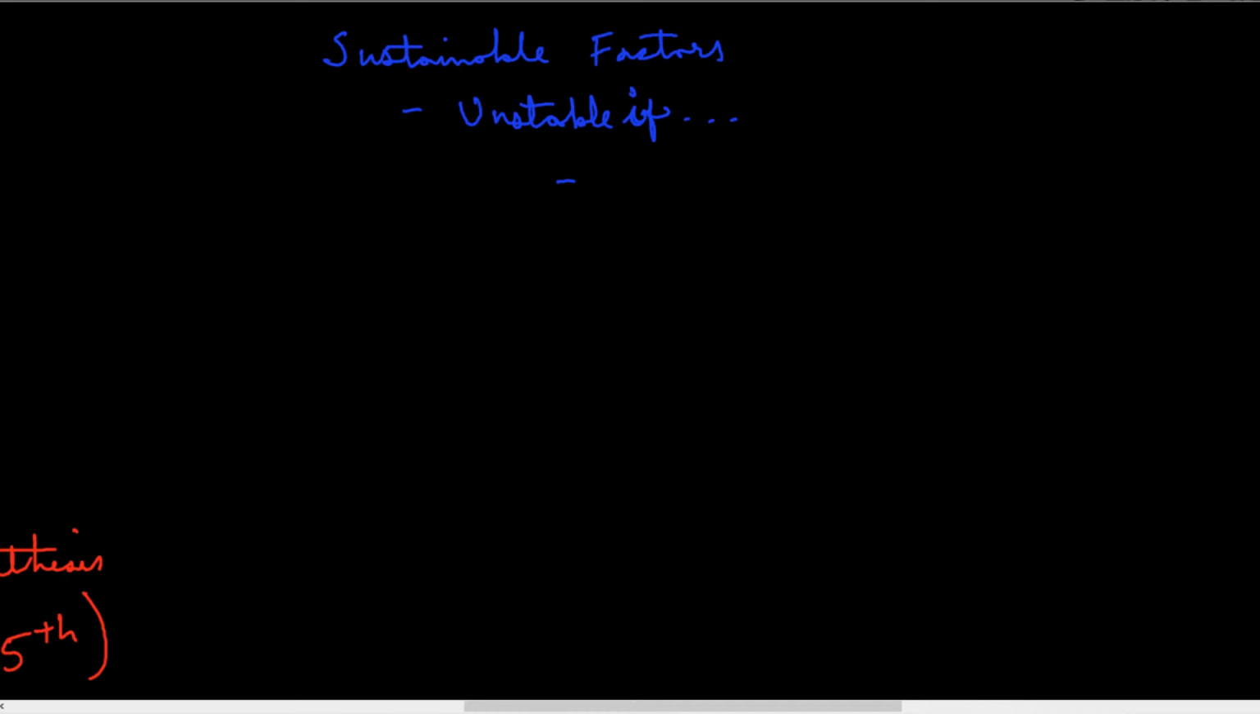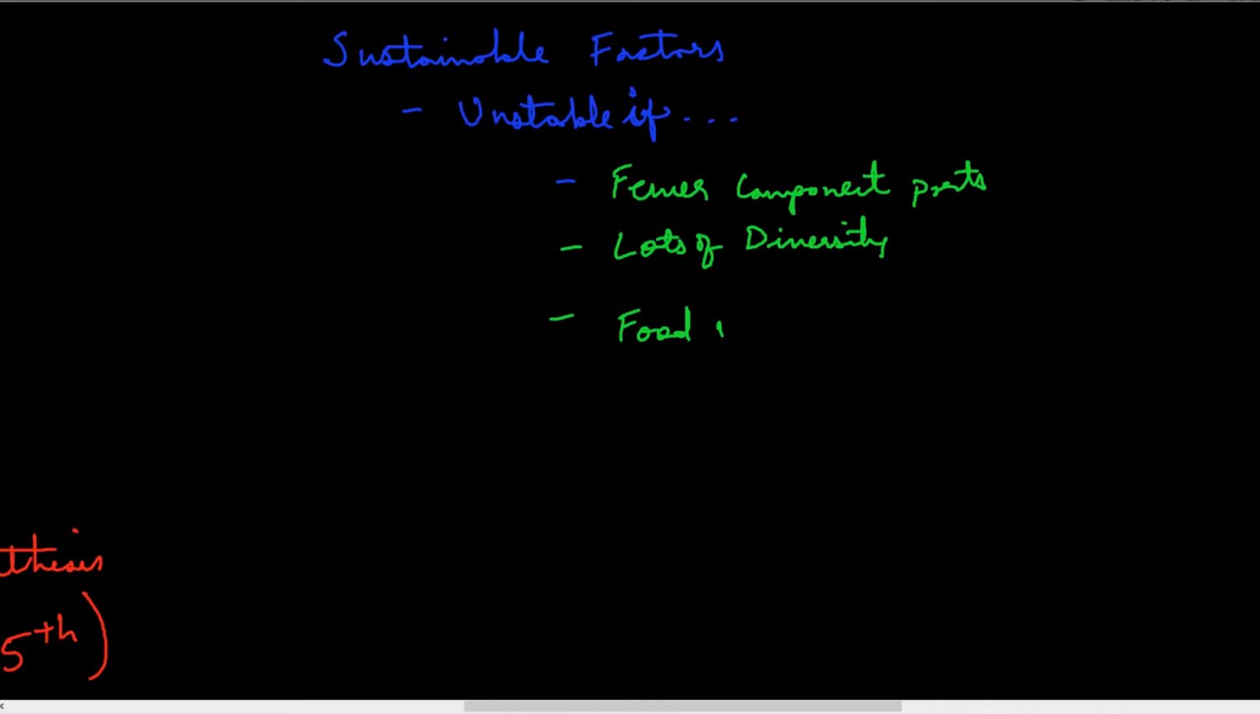All right. So unstable if there are fewer component parts. Okay, so fewer component parts. All right. Lots of diversity. All right. You need to have a food web instead of a food chain.